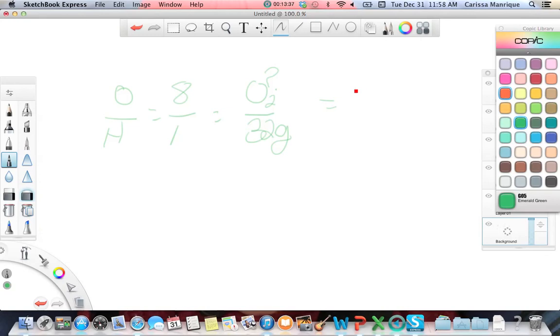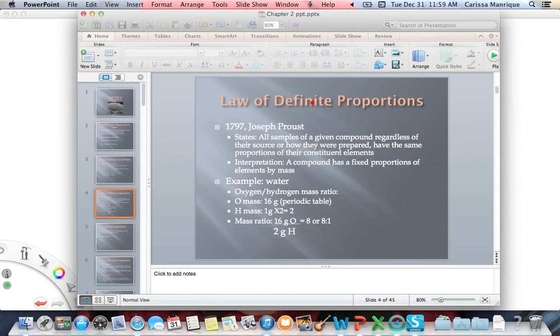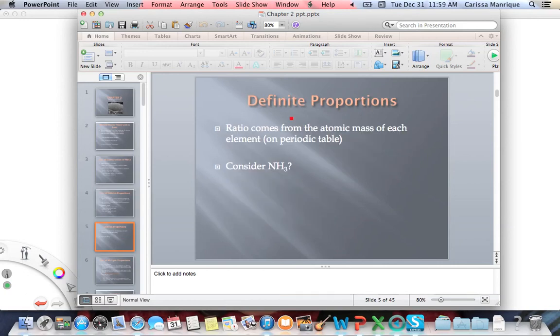So how many grams of oxygen is in there? 256 grams. When I divide these two to test it out, 256 divided by 32 is 8, which is what I said here. There should be 8 times more oxygen than there is hydrogen. So that's all it says. The law of definite proportions: whatever molecule you're looking at, the ratio of weight will always be the same.